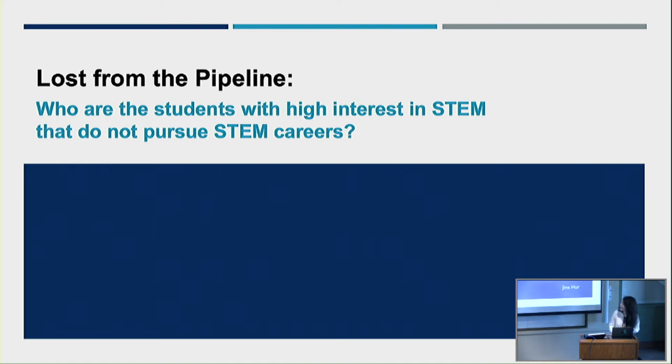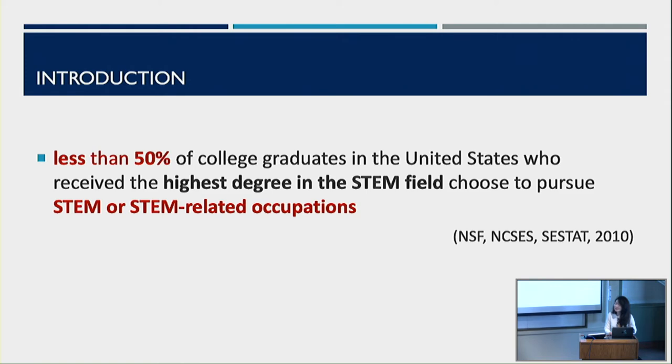Today I want to talk about who are the students with high interest in STEM that do not pursue STEM careers. According to statistics from 2010, less than 50% of college graduates in the United States who received the highest degree in the STEM field choose to pursue STEM or STEM-related occupations. So what's happening to more than 50% of the students? And this discrepancy can happen as early as pre-college.